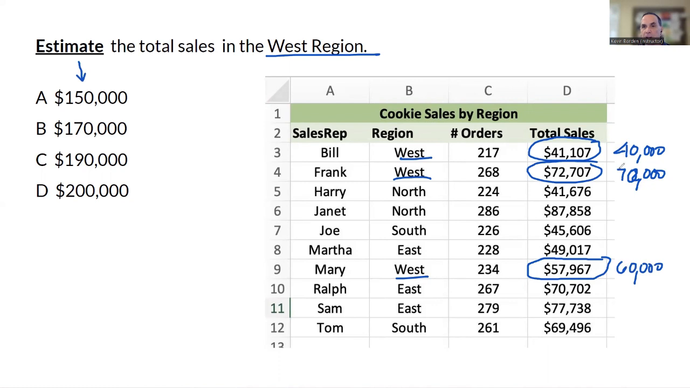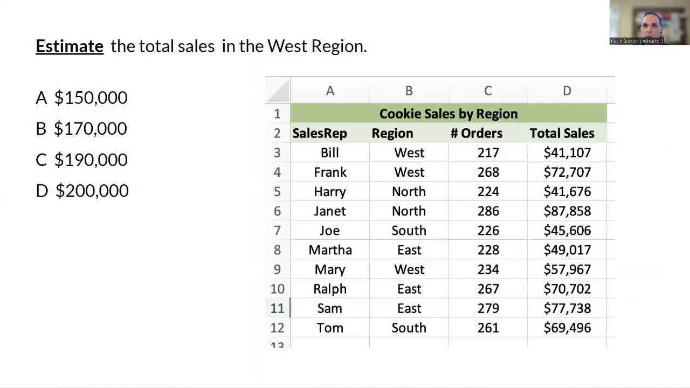All right, now I could probably add those up without a calculator. 40 plus 60 is 100, plus 70 would be 170,000. But if you have to use a calculator, that's fine too. And we get this answer, a total of 170,000 in the West region. An example of using rounding to come up with an approximate answer.